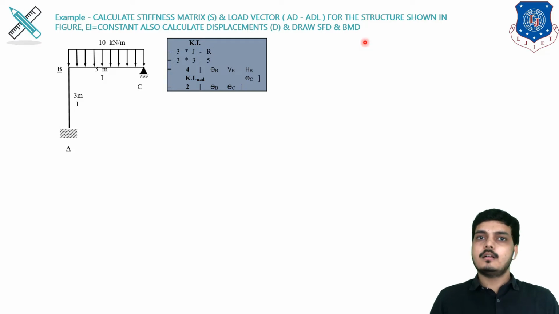Basic, simple, similar steps we will be following for this frame. Here you can see AB span and BC span is given. The method will be much similar to what we followed in beams. Let's see how to solve this sum. From A to B there is no loading given, and for B to C UDL is given. First of all we will be finding out Kn.